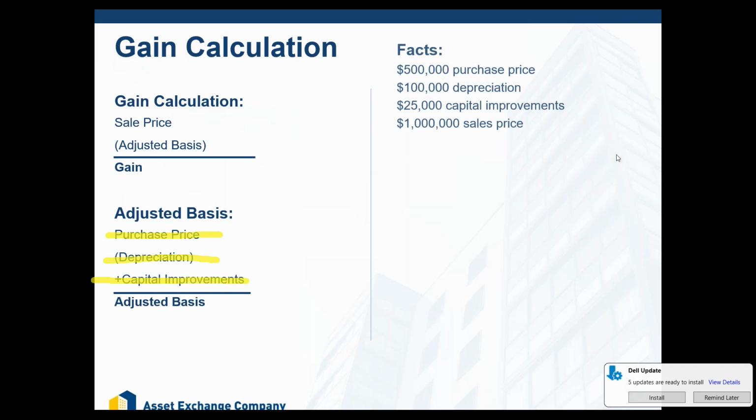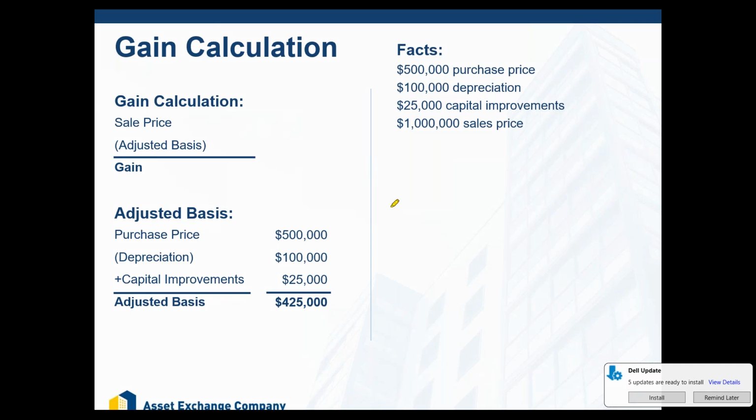If I bought a property for $500,000 and I've taken $100,000 of depreciation, at one point I had put a new roof in, and that cost me $25,000. That's a capital improvement. And then I go out and I sell my property for a net sales price after commission and closing costs of $1 million. I can figure out what my tax bill is going to be just with this information. All right. So let's do a few quick, simple calculations. First thing that we need to do using this information is figure out my basis.